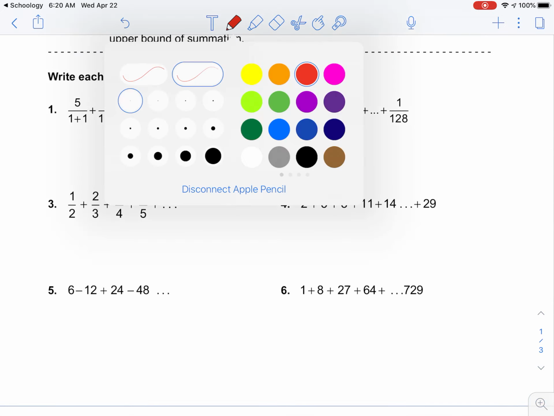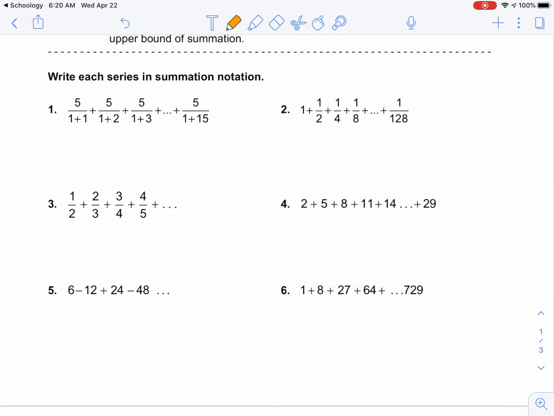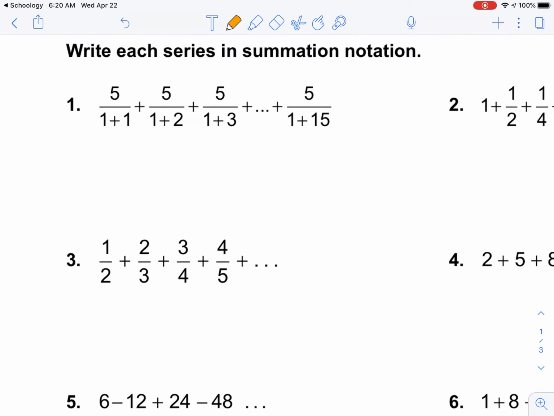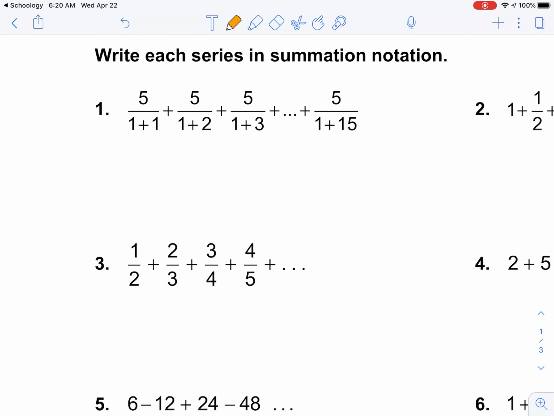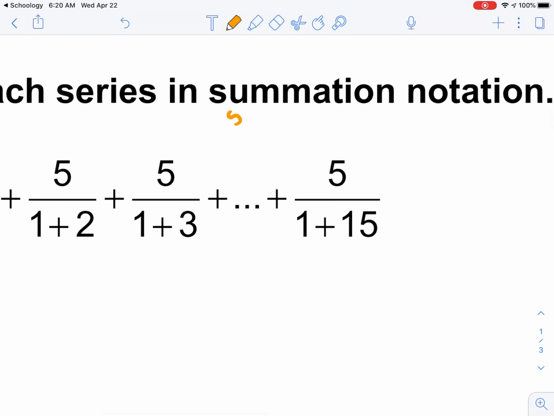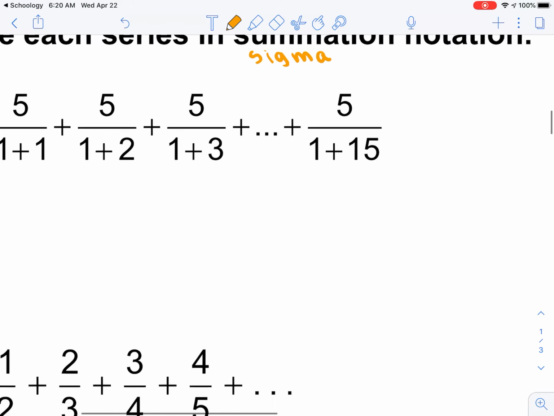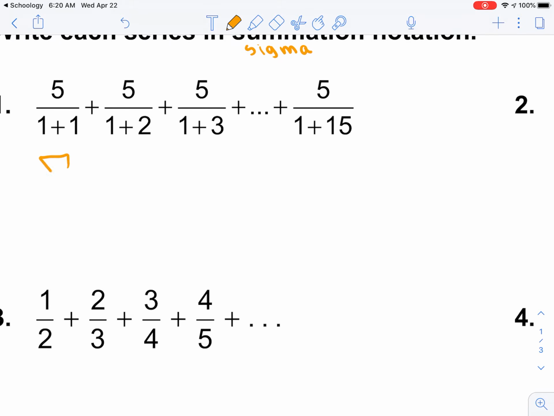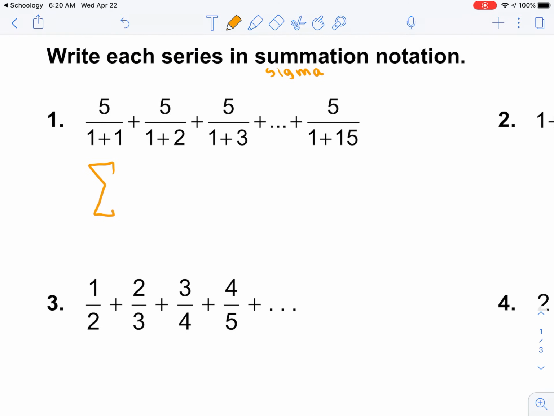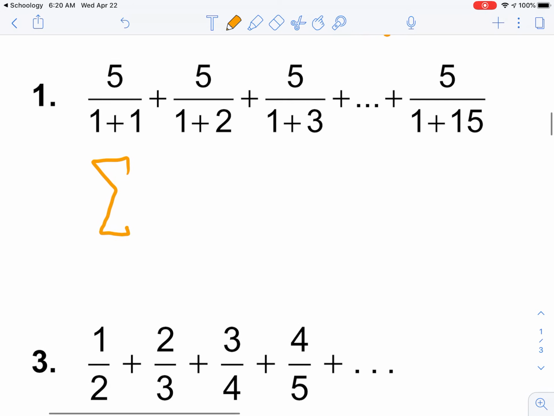So for each of these problems, you have different series given to you, and the directions are to write in summation notation. This is the same thing as sigma notation. You'll see that they use different phrases for this, but these are the two that you'll see. So what we're going to do is start with the sigma. And to the right of the sigma, we need to come up with a rule that represents this, basically the formula. Now notice on the top, it's always a 5, so that's easy.